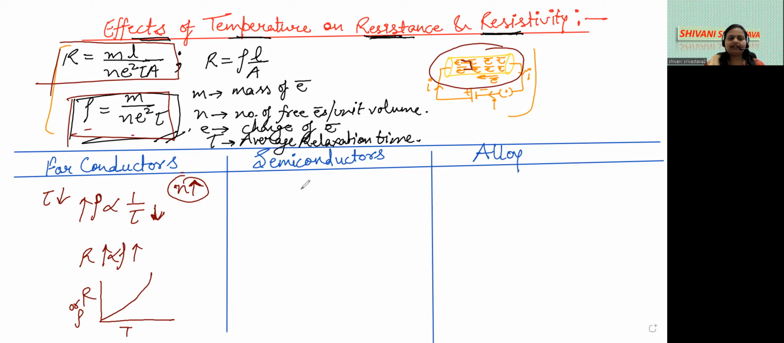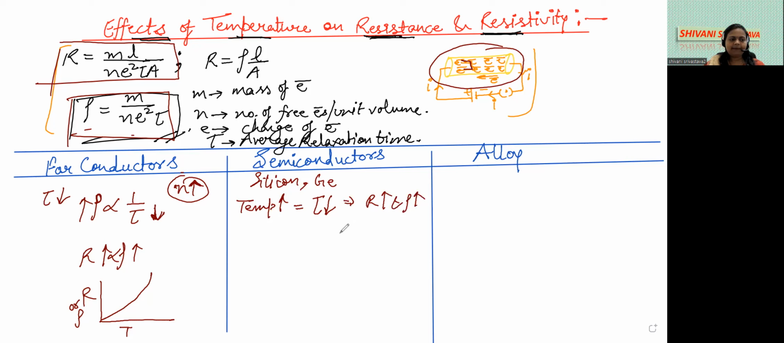Now we are moving on to semiconductors. For semiconductors, what will happen? Semiconductors, you can say like silicon and germanium. These are all semiconductors, right? Now, if the temperature increases, what will happen? With the increase in temperature, the relaxation time will decrease, same as before. So if the relaxation time is decreasing, then resistance will increase. Resistance and resistivity both should increase, right?